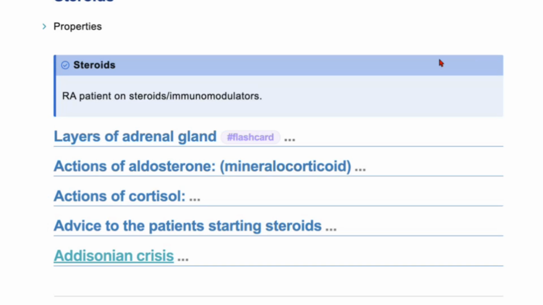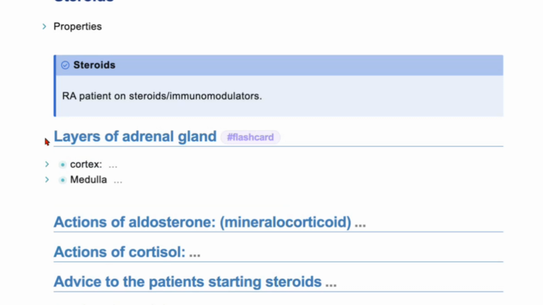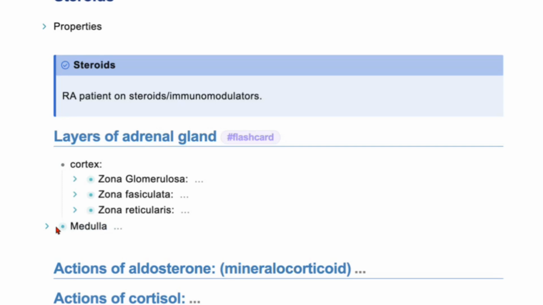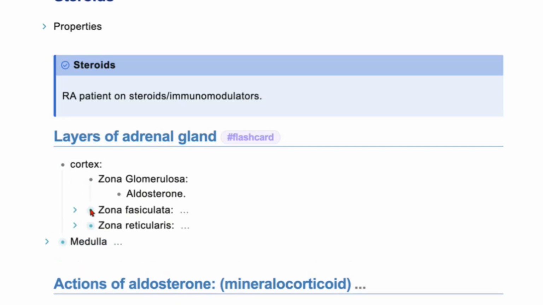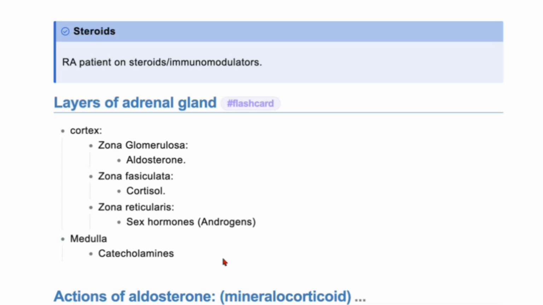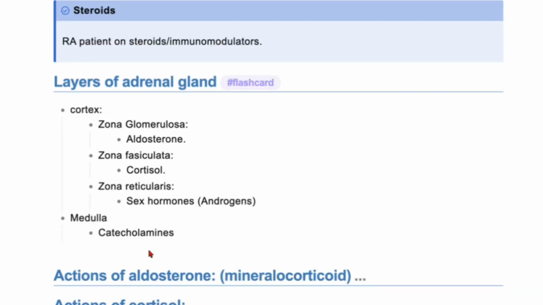What are the layers of the adrenal gland? So you have the zona glomerulosa, which secretes aldosterone. You have the zona fasciculata, which secretes cortisol, and you have the zona reticularis, which causes androgen or sex hormone secretion. Yeah. And also you want to mention the medulla as well. So the cortex, which is what you mentioned, and the medulla, which secretes. So the adrenal medulla, I should know this. It's catecholamine, that's right. What are the actions of aldosterone or mineralocorticoid?